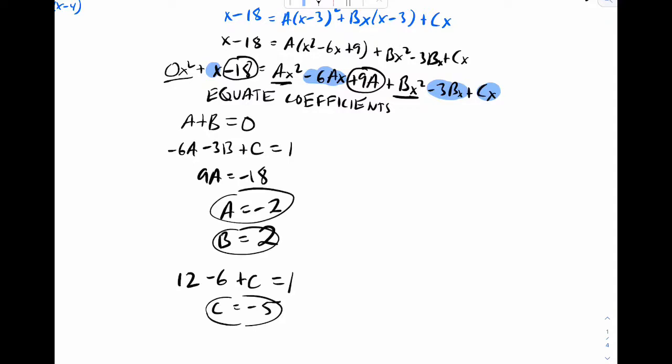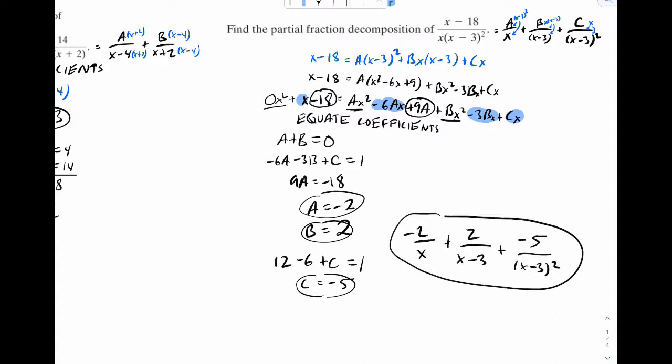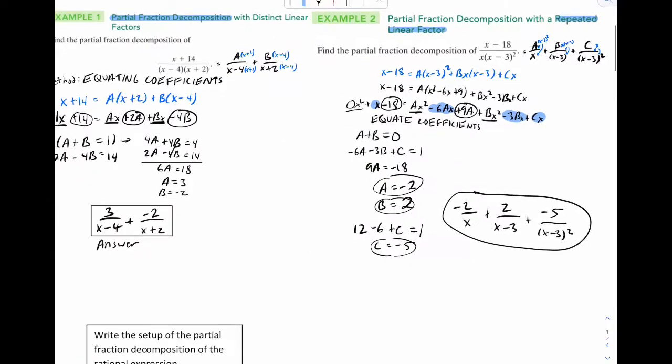So there are our 3 variables. Now we plug them back in. Negative 2 over x plus 2 over x minus 3 plus negative 5 over x minus 3 squared. And there it is, partial fraction decomposition.